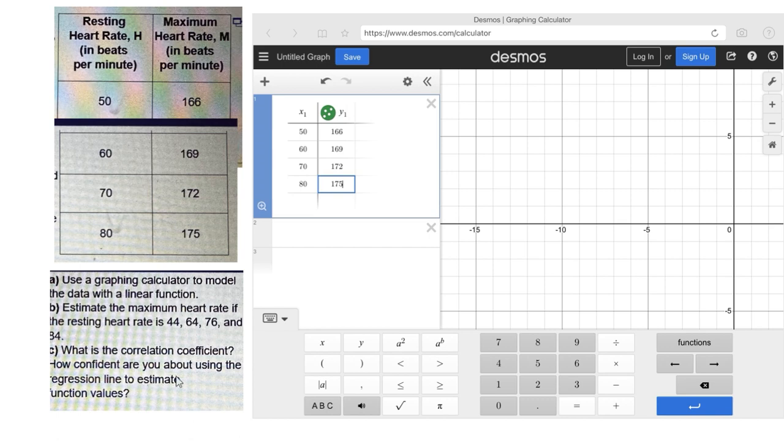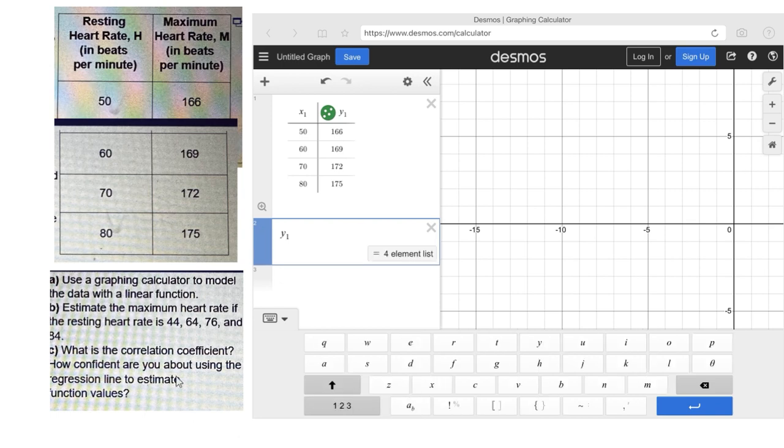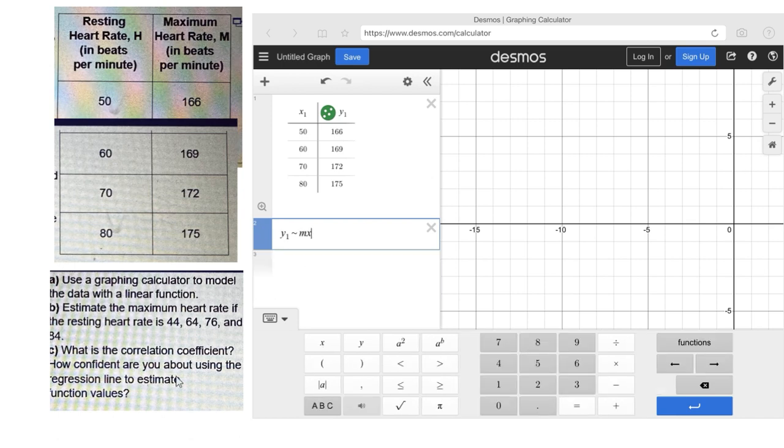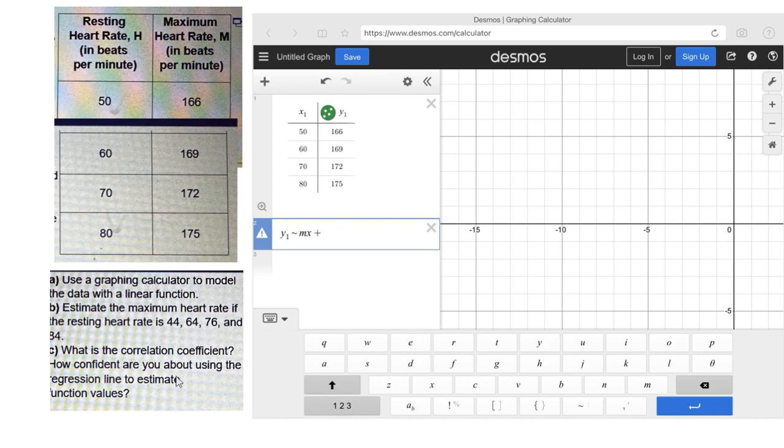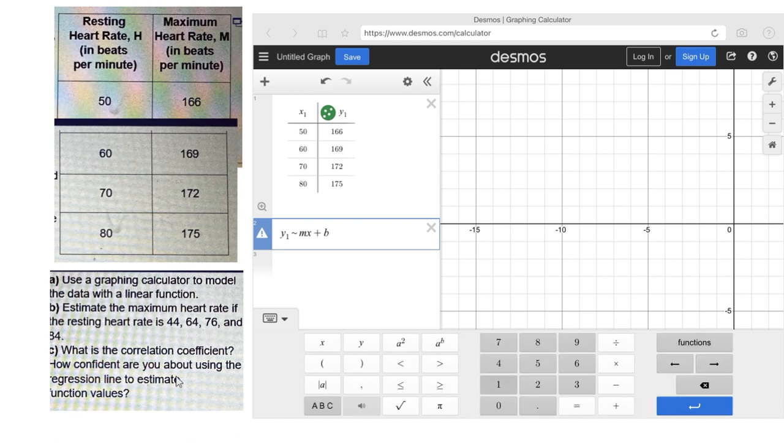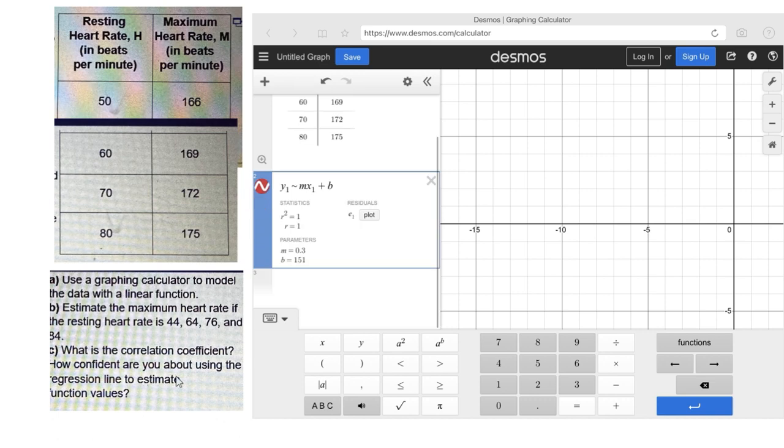And then I want to tell Desmos to see if they're linear or give us some kind of a linear function to it. So it'd be y1 and then that tilde and then mx plus b. Oh, I forgot to put a 1 on that x. There we go. Okay, so that gives me my data.